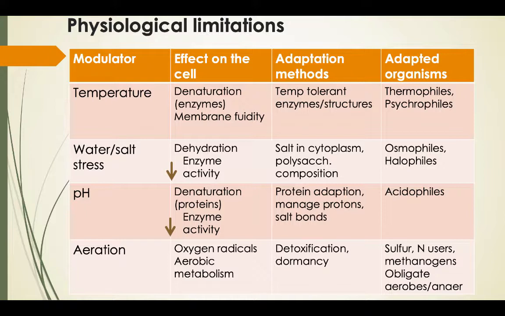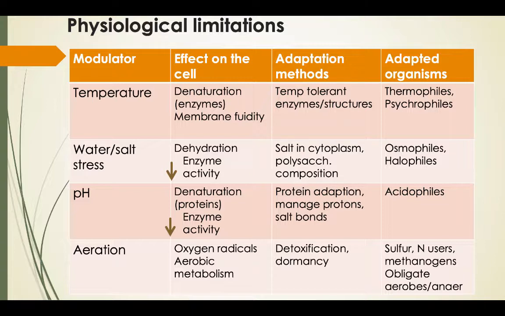So temperature, water stress, pH, aeration. And we know that there are adaptation methods, so temperature tolerant enzymes and structures, salt in the cytoplasm, polysaccharide composition. So microbes have these intricate ways of dealing with their osmotic regulation and how they make sure that they have enough water, but enough of all of the concentrated things in their bodies that they need.